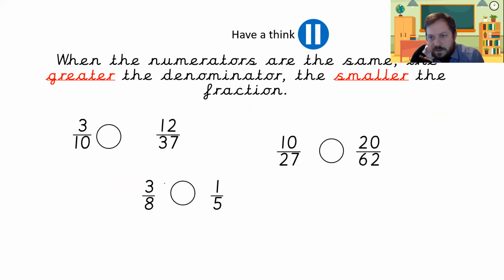Have a think about these ones. Give it a shot. Use that rule we just tried. If you need to, go back and have a look at it again. But try and make it so the numerators are the same, then compare denominators. And think, as long as I do the same to the top and the bottom, the fractions will be equivalent. They will be the same. Pause now and have a go.